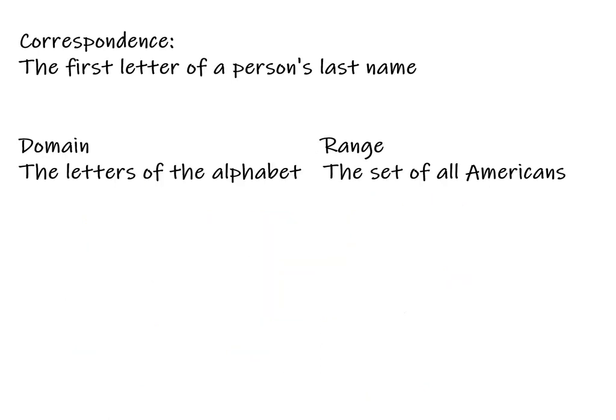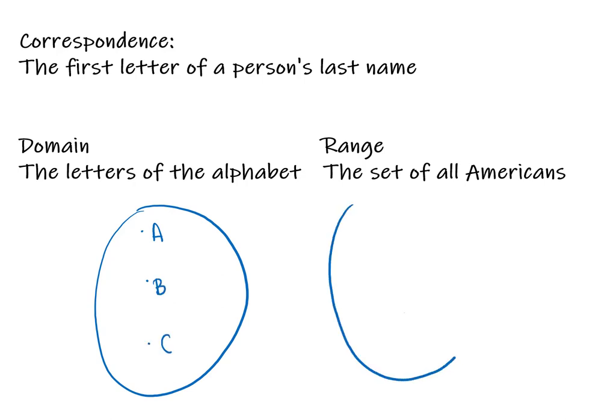The second example asks us to find a correspondence between the first letter of a person's last name, and we're going to just go ahead and set up our domain. It says the domain is letters of the alphabet. I'm not going to put the entire alphabet here. Let's just start with the first 3 letters. And can I come up with some names in my range that will correspond with these letters? I can think of Adams. I can think of Aguirre.